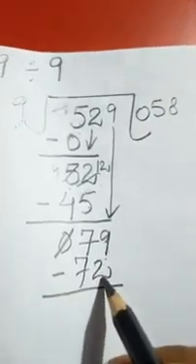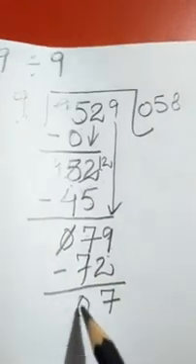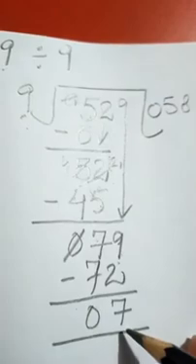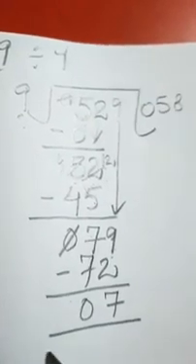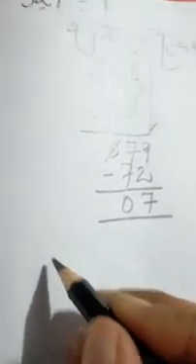Yes, 9 minus 2, what will be there? 7. 7 minus 7, 0. Yes, now we have brought all the digits downside. So our division is over. We will draw the ending line. Yes, now what is the answer of the division?